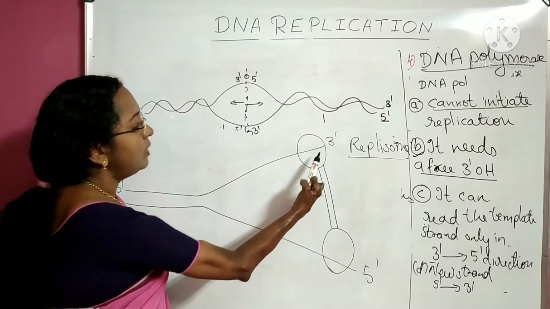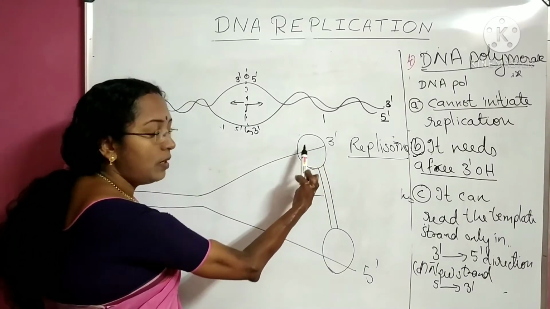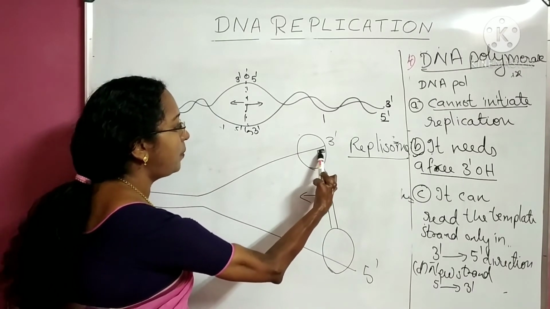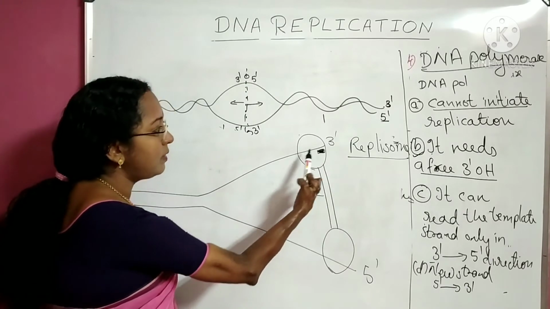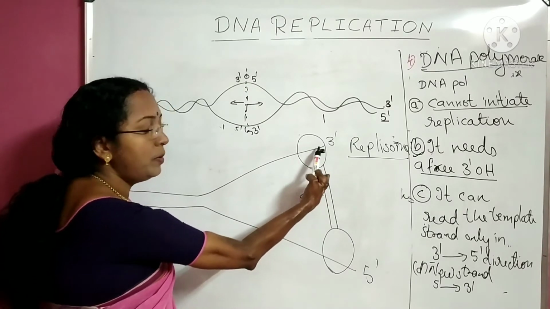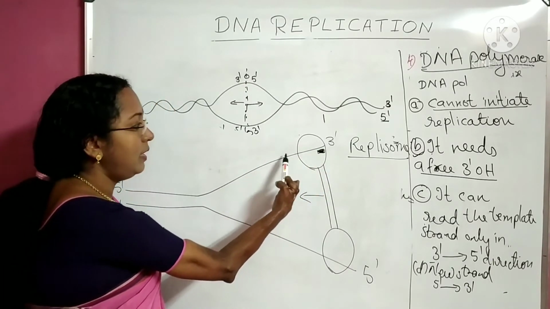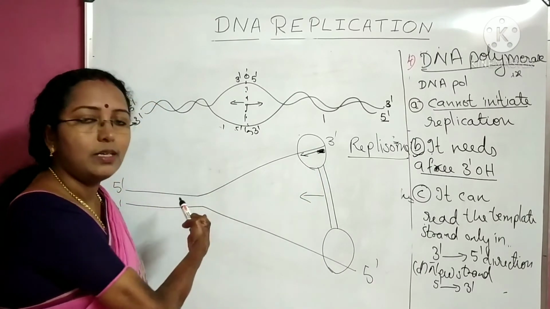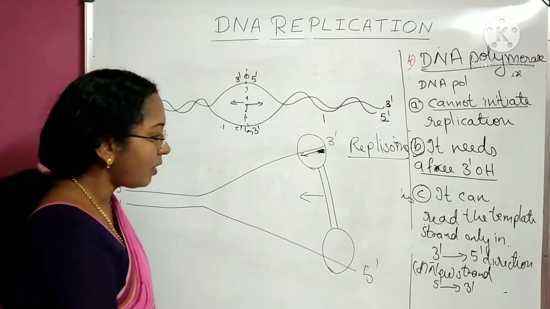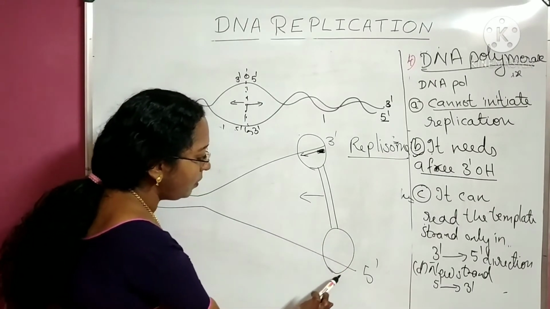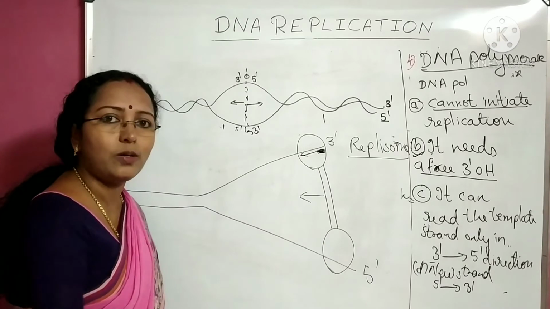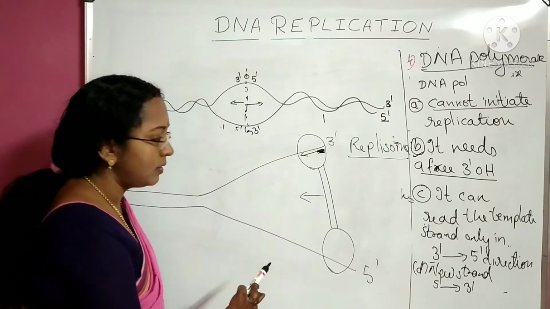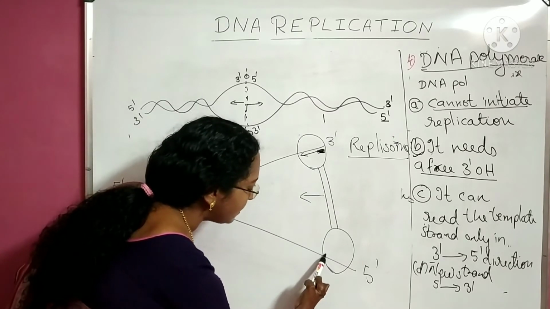So here, when this DNA polymerase is here, primase has added the primer and slowly this part is able to read the DNA template strand, and so it is proceeding towards this direction. No problem at all. But here this DNA polymerase is not able to read at all. So it cannot proceed.